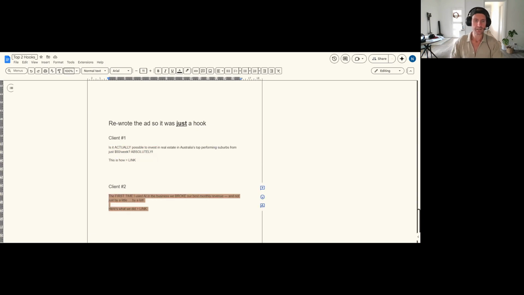For the second ad, it was the first time I used AI in the business. We broke our best monthly revenue, and not just by a little, by a lot. Here's what we did. Okay, so again, you can see that what we're focused on here is the dream outcome, the core desire. We weren't going problem specific or solution. This was very direct, so to a very hot audience. These are people that are either product aware, definitely solution aware, or most aware.